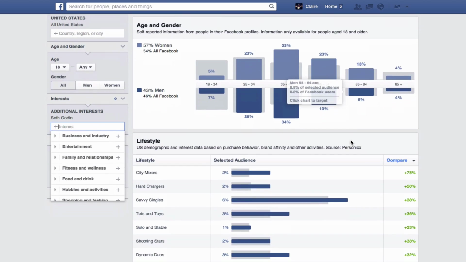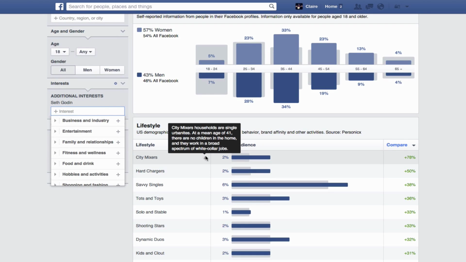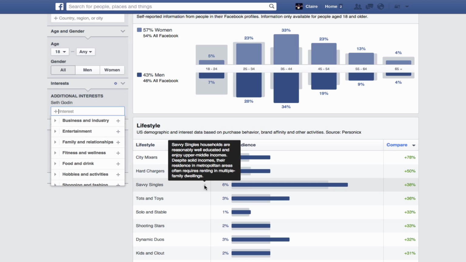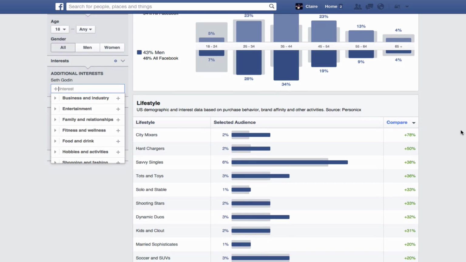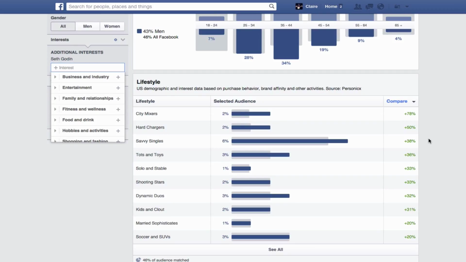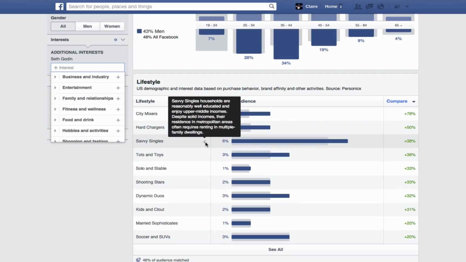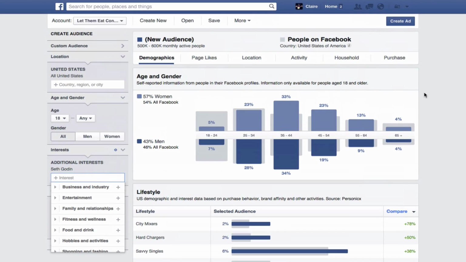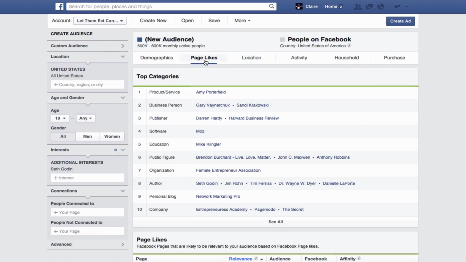You've got a lot of demographics, and these are some funny lifestyle groups that Facebook puts together, like City Mixers, who are households of single urbanites. These are really interesting to read, and I'm going to let you dive into them on your own. In the case of Seth Godin, the most popular lifestyle group is savvy singles. But what mostly interests us is page likes. They've split this up into categories and page likes. The categories are what product or service most people like: business person, software, education, etc.